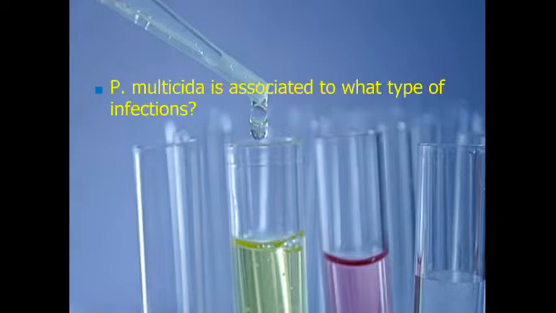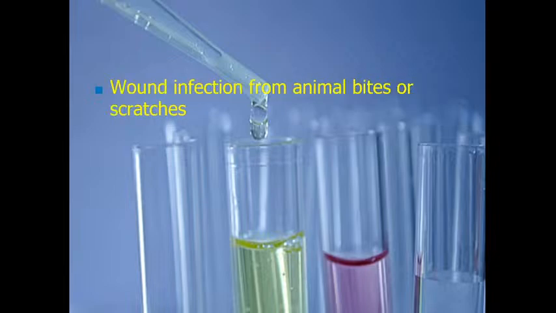Pasteurella multocida is associated with what type of infections? Wound infections from animal bites or scratches. Remember, cats usually lick their paws when they're cleaning themselves, sometimes, right? And you might get it from their scratches. You might get this from an animal bite.